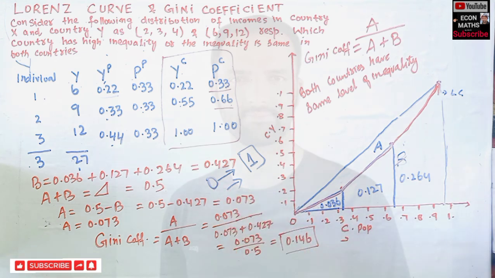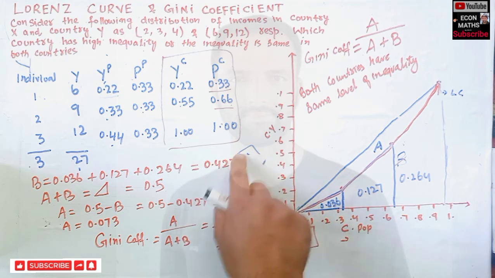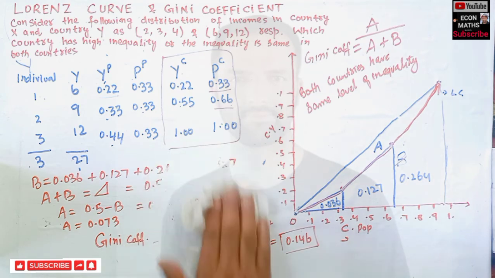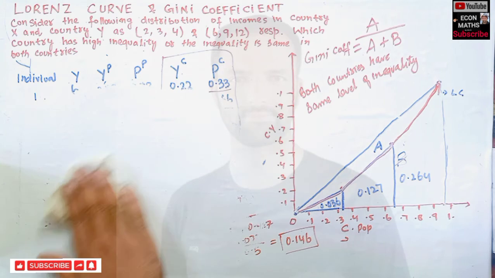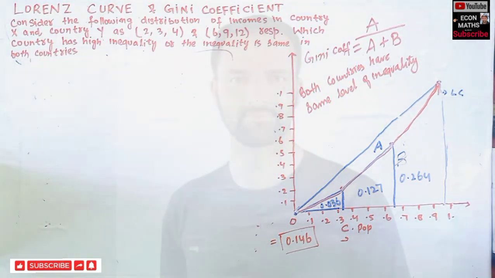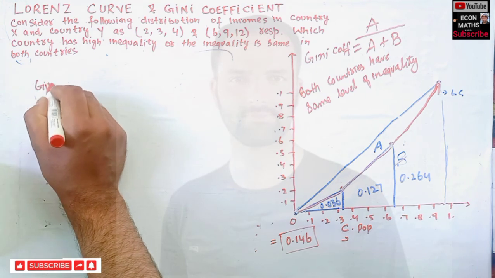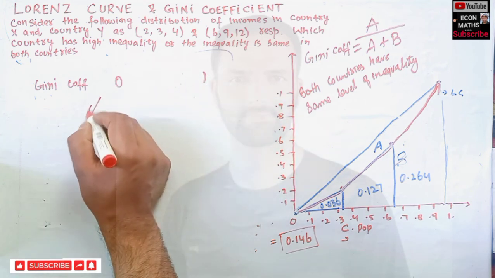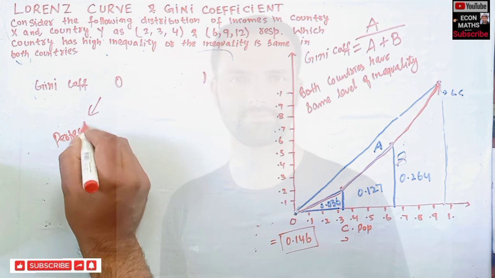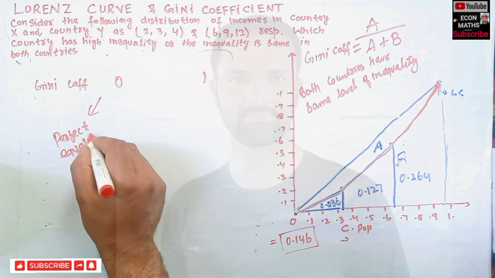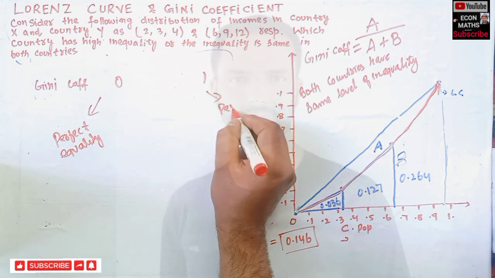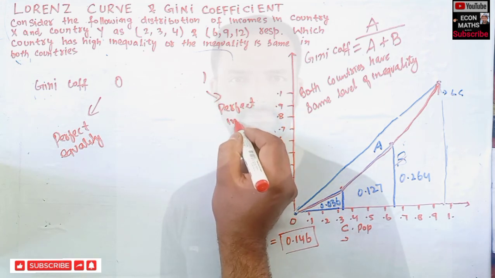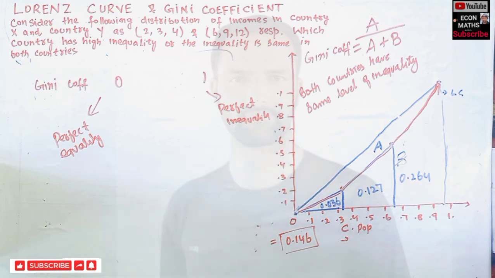So what does this 0 mean? Let us rub this out first to explain it. The Gini coefficient lies between zero and one, and zero means perfect equality, and one means perfect inequality. What does this zero mean?